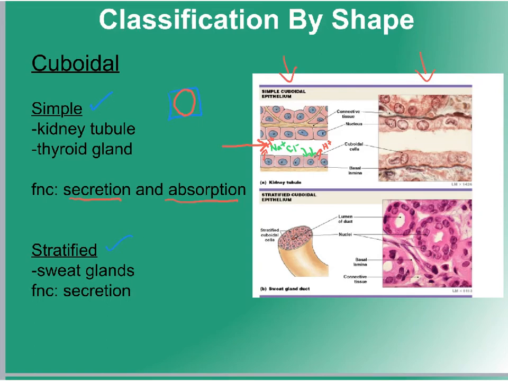Stratified cuboidal is usually just found in sweat glands, and they usually just function in secretion. So they're going to secrete that salty sweat that we know, or even the stinky sweat. So if we're looking at a gland in cross section, that's the part of the gland, and then here's the tube that would lead to the surface of your skin.